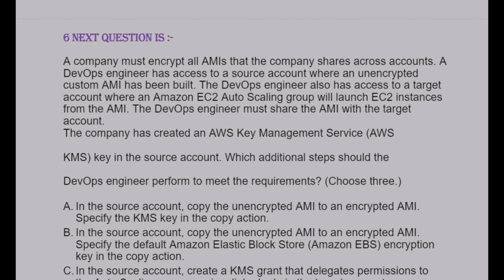Question is, a company must encrypt all AMIs that the company shares across accounts. A DevOps engineer has access to a source account where an unencrypted custom AMI has been built. The DevOps engineer also has access to a target account where an Amazon EC2 Auto Scaling group will launch EC2 instances from the AMI. The DevOps engineer must share the AMI with the target account.